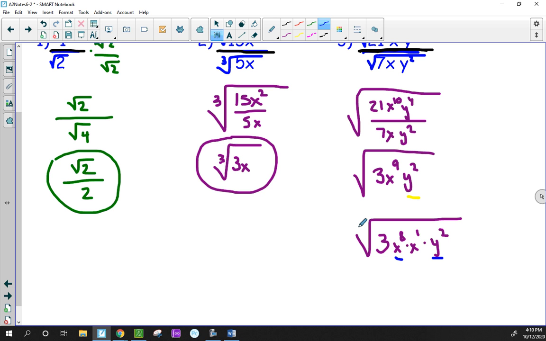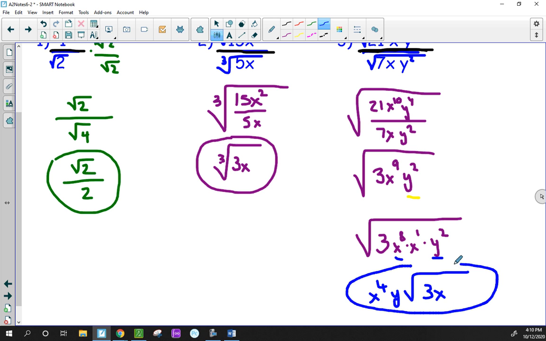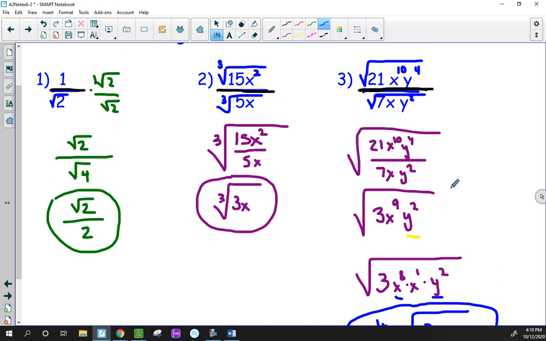So this final answer should be the square root of x to the eighth, which is x to the fourth, the square root of y to the second, which is y to the first, and then you're going to be left with the square root of 3x. And that is it for that one.